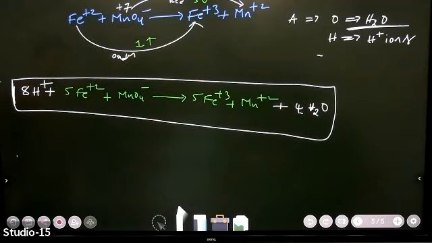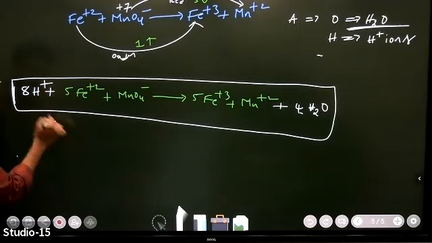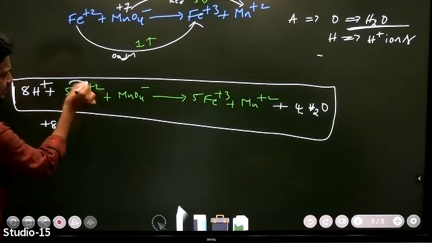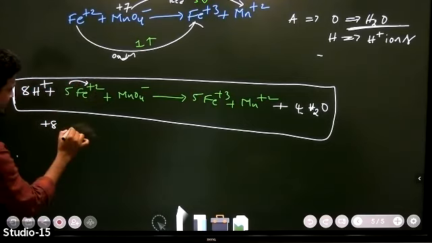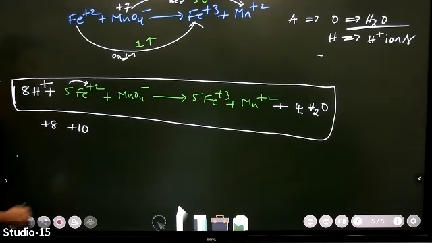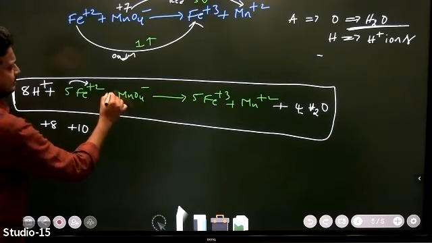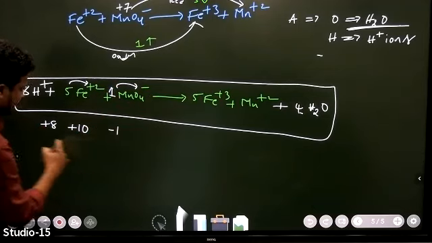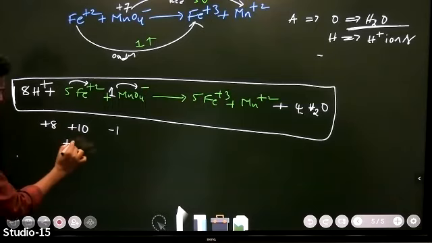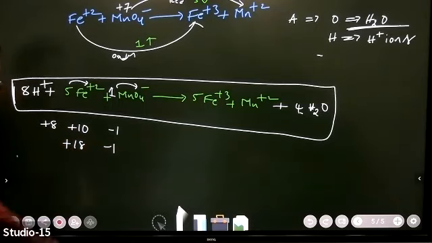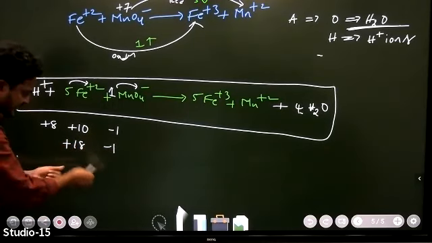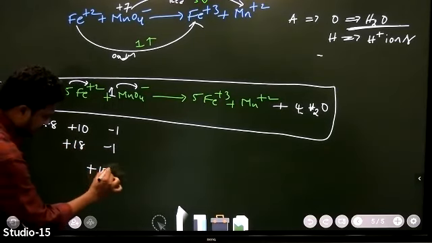Now coming to charges, see here, how many positive charges are there? 8 positive charges from 8 H plus. See here, 5 twos are 5 into 2, 10 positive charges, only 1 into minus 1. Here it is actually MnO4 minus, 1 into minus 1. Actually the number of positive charges are plus 18, 1 negative charge. 1 negative charge is neutralized by 1 positive charge. The remaining positive charges are plus 17.